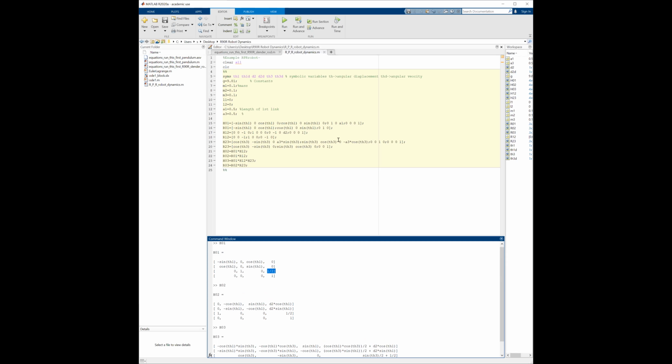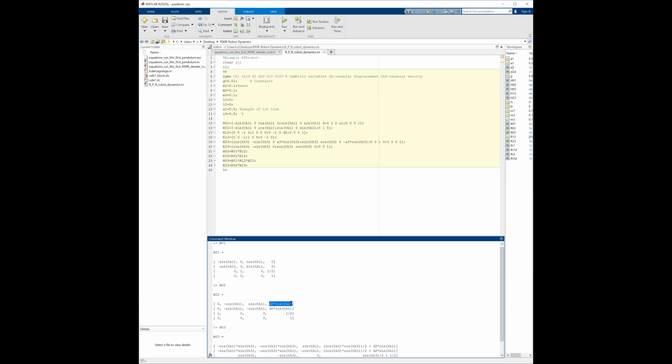So what this tells me is the velocity of the first mass is going to be 0, because it's not changing. The velocity of the first mass is going to be 0. Let's look at the second, H02.